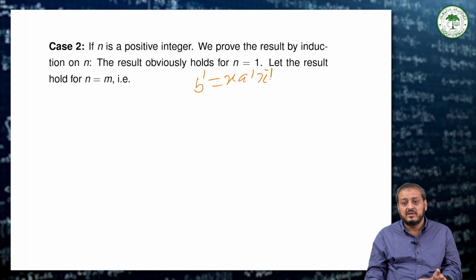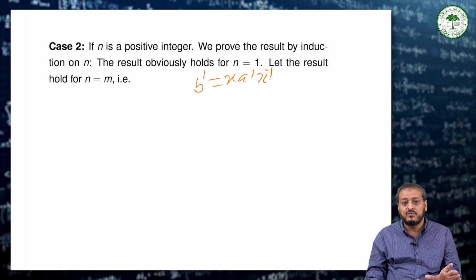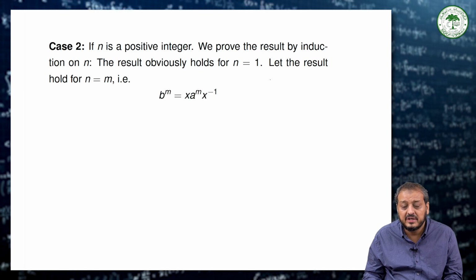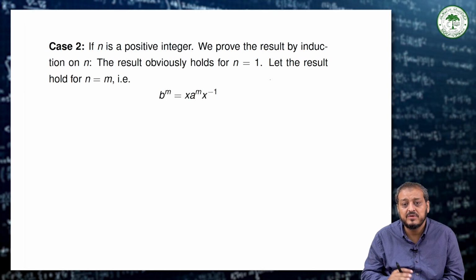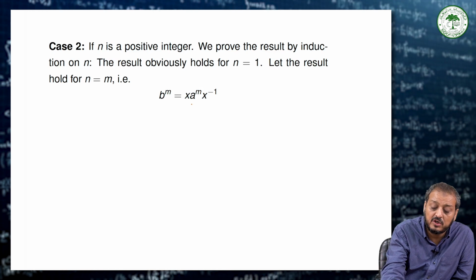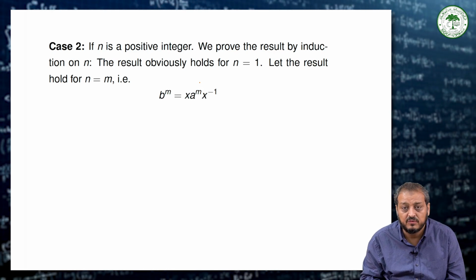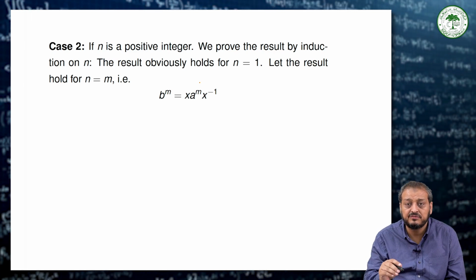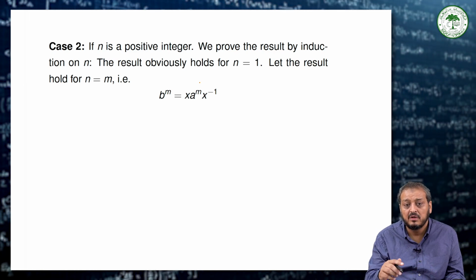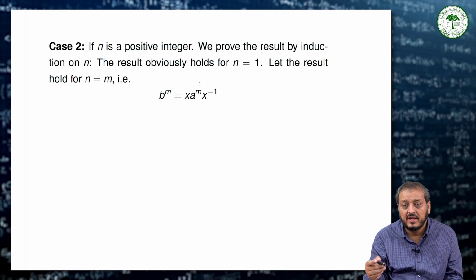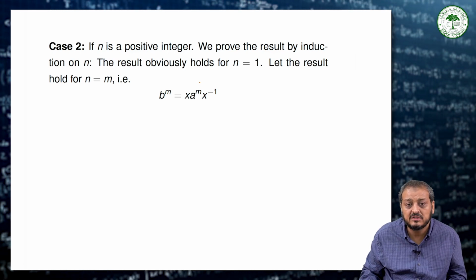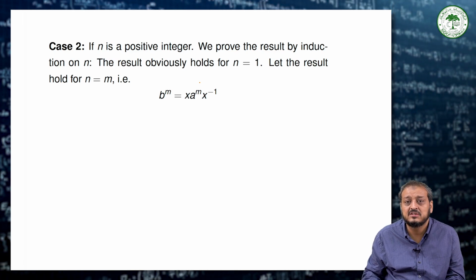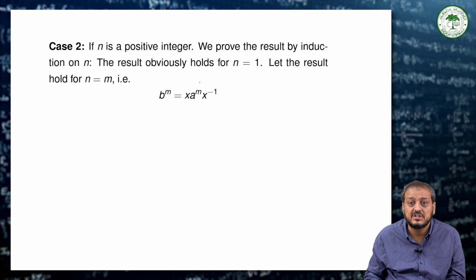We assume that the result holds for n equal to m, that is, b to the power m is equal to x a to the power m x inverse. Now we have to show that the result is true for n equal to m plus 1. If the result is true for m plus 1, then by the induction hypothesis the result is true for each and every positive integer n.